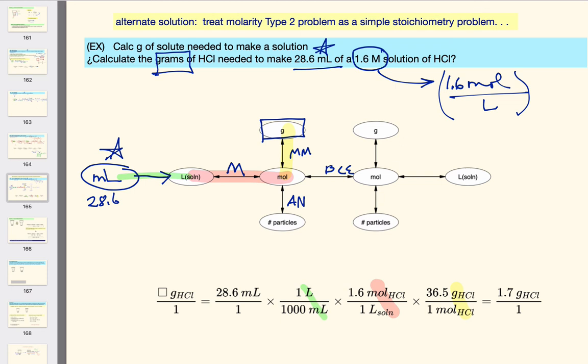Let's do a final check to make sure everything works out. Did the unit I want to show up? Indeed it did. And did all of the other units that needed to go away, did they go away? Let's see, milliliters is not in my answer, so that canceled out. Liters is not in my answer, so that needed to cancel out. Moles is not in my answer, so that needed to cancel out. So now it's just a matter of calculating. Why? Because the unit I wanted to show up showed up and all the other units went away. On the calculator, punch out those numbers and you wind up with 1.7, the same number that we got previously.